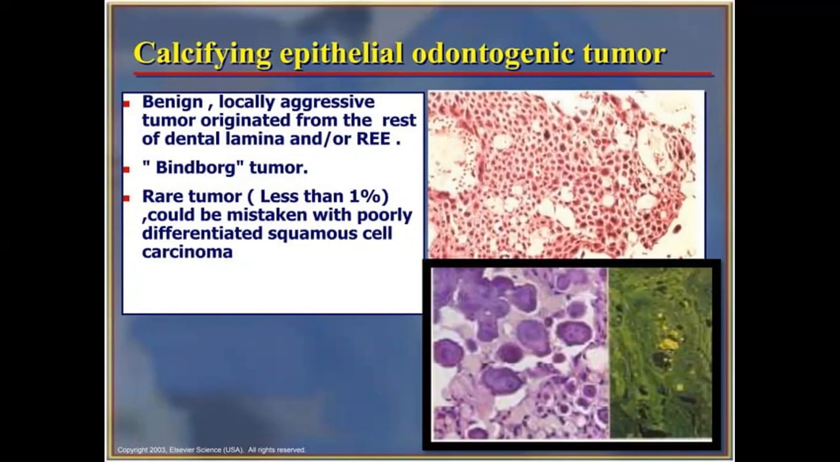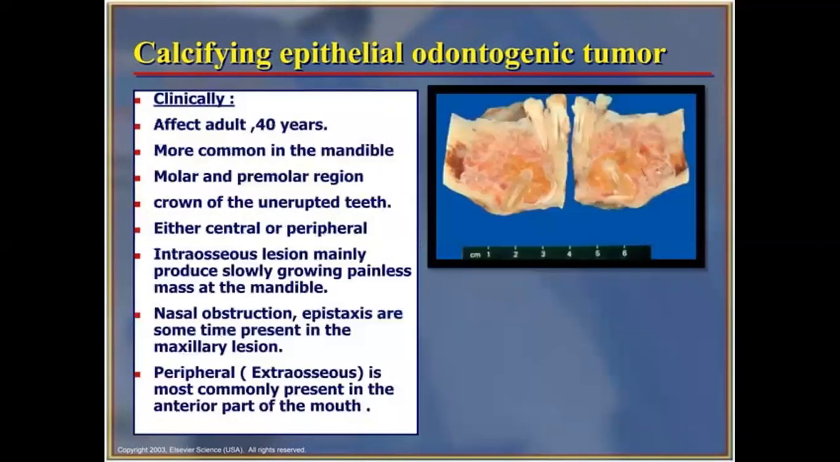Okay, here you can actually see the calcifying epithelial odontogenic tumor, a benign, locally aggressive tumor originating from the rests of the dental lamina and or reduced enamel epithelium. Pindborg tumor is another name for it, and it is a very rare tumor that is met in less than 1% of situations. It could be mistaken for poorly differentiated squamous cell carcinoma.